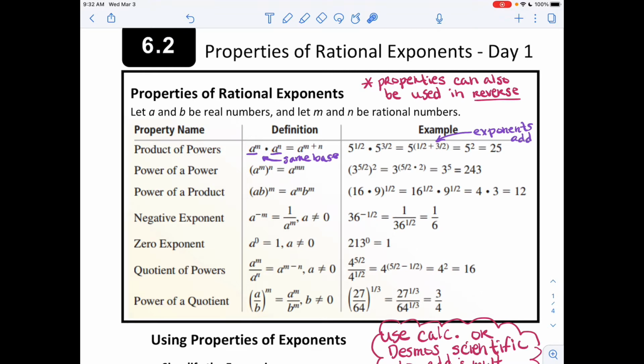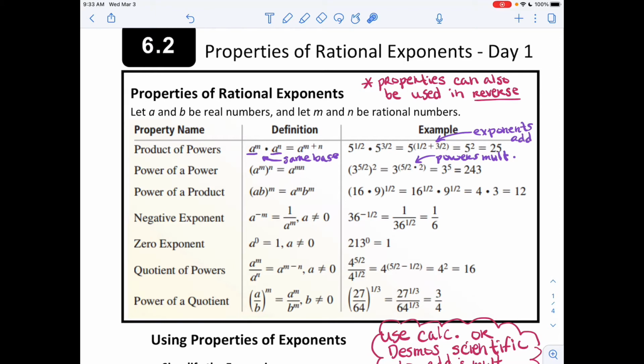Power of a power is a rule that we apply when we have something raised to an exponent and then we raise that exponent to another exponent. And notice that when that happens, our powers are going to multiply, m times n. So our powers multiply. So 3 to the 5 over 2 raised to the second power, we will multiply those two fractions together, and 5 times 2 is 10. Divide 10 by 2 gives us 5. Then in your calculator, you can put in 3 and raise it to the 5th power, and you will get 243.